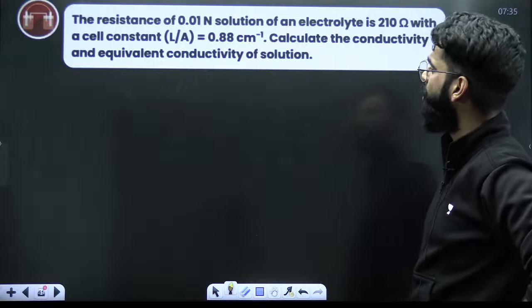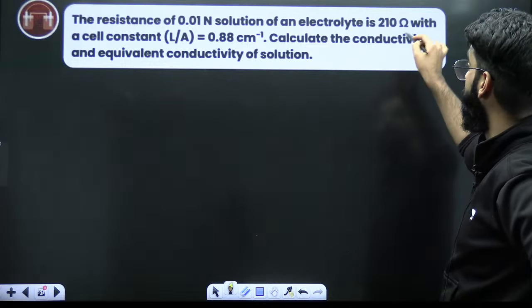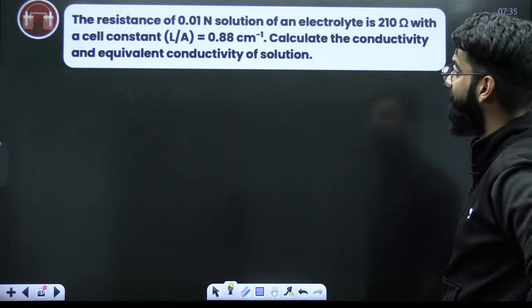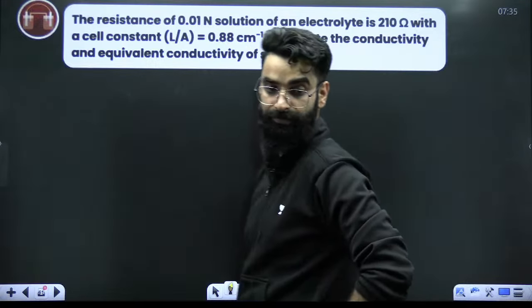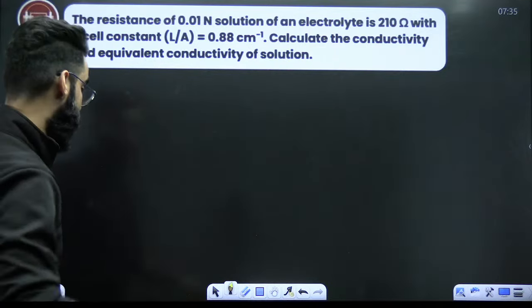The resistance of 0.01 normal solution of an electrolyte is 210 ohm. Resistance is given. Cell constant is given. Calculate conductivity and equivalent conductivity of the solution. So we have to calculate conductivity as well as equivalent conductivity.